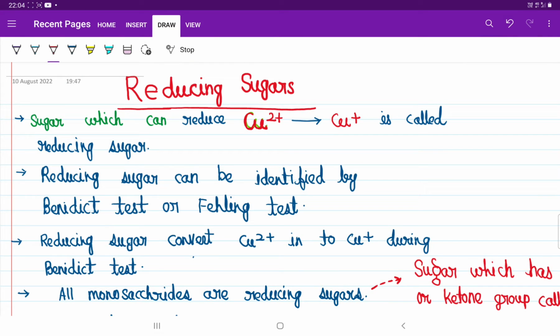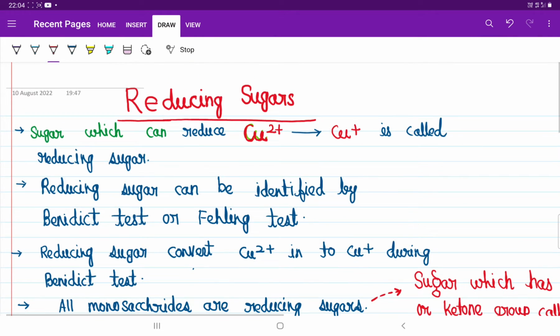Namaskar everyone. So in this video we will discuss reducing sugar. Before going to reducing sugar, let's understand what these sugars are. Sugars are those compounds which are sweet in taste and they are carbohydrates. As for example, you see our glucose. Glucose is one example of sugar, isn't it?